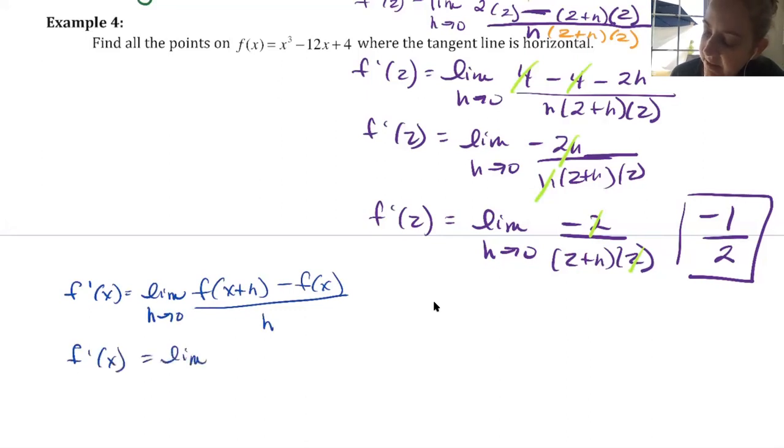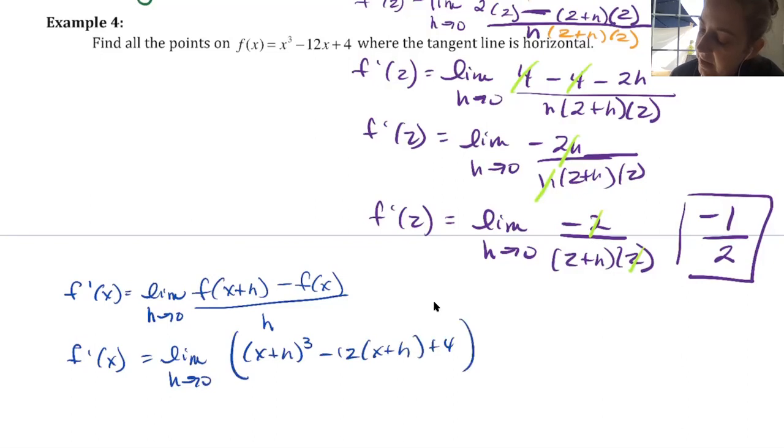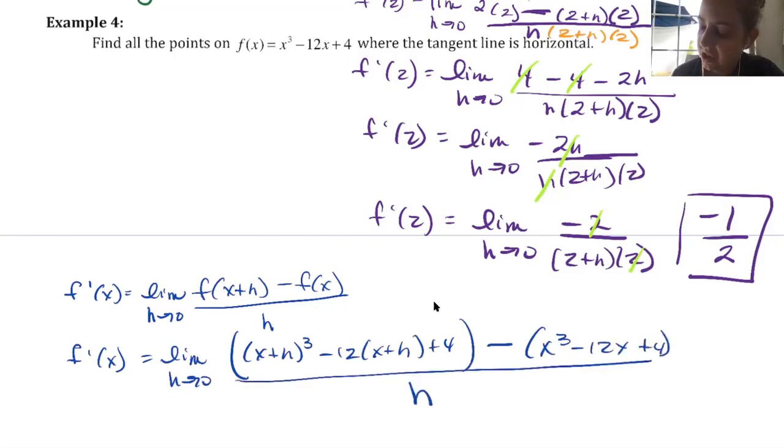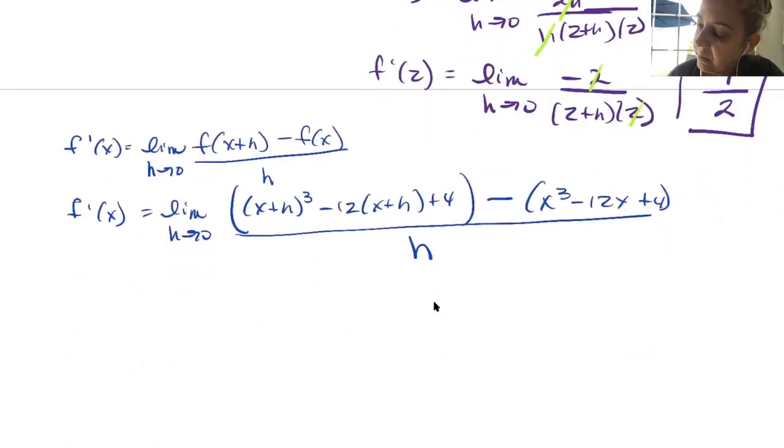We have the limit as h approaches 0. This has to go in for both of those x's. So this is x plus h cubed minus 12 times x plus h plus 4. All of that is the first piece, minus x cubed minus 12x plus 4. That's the second piece, all over h. This is a big, big, big problem.